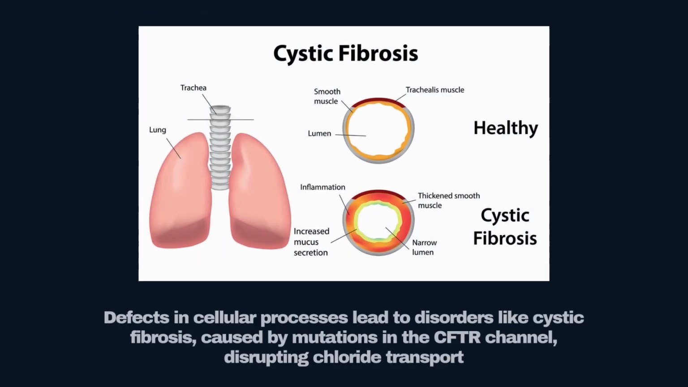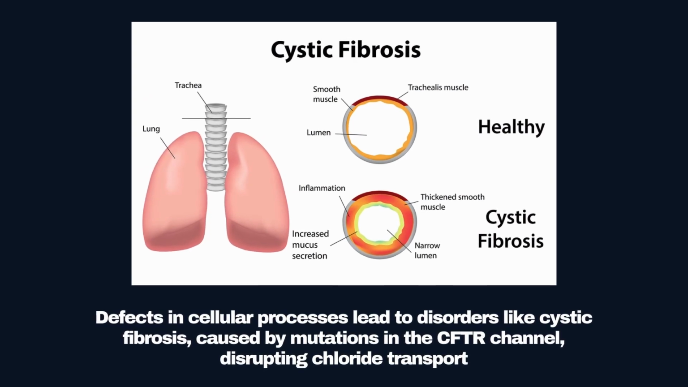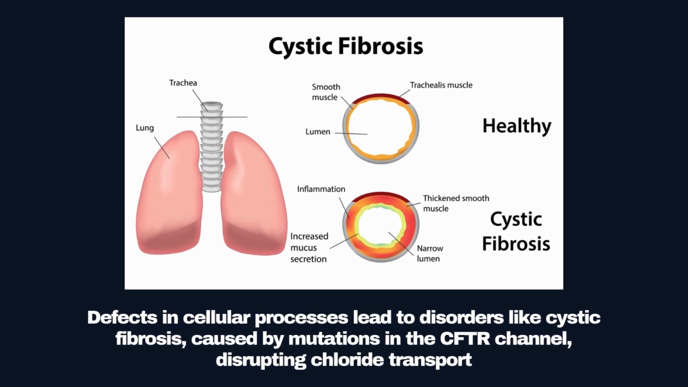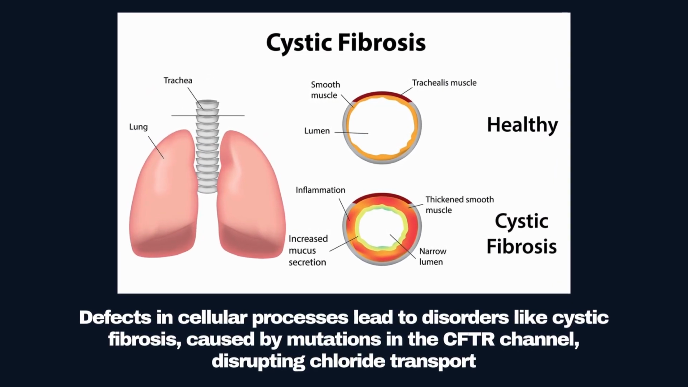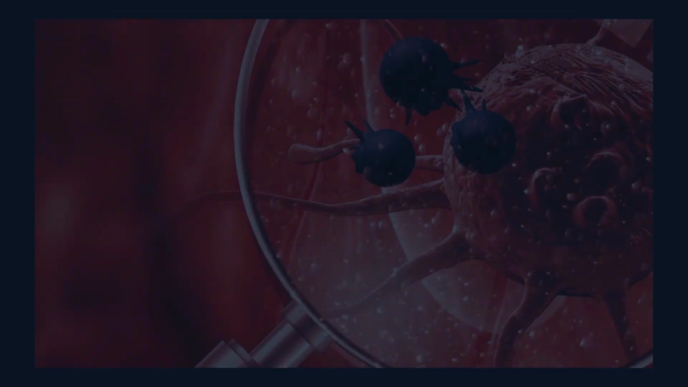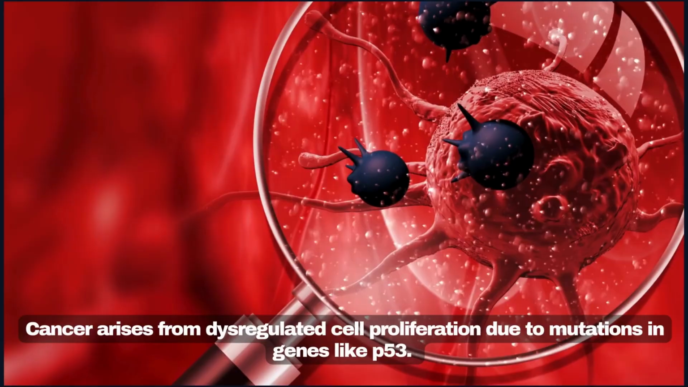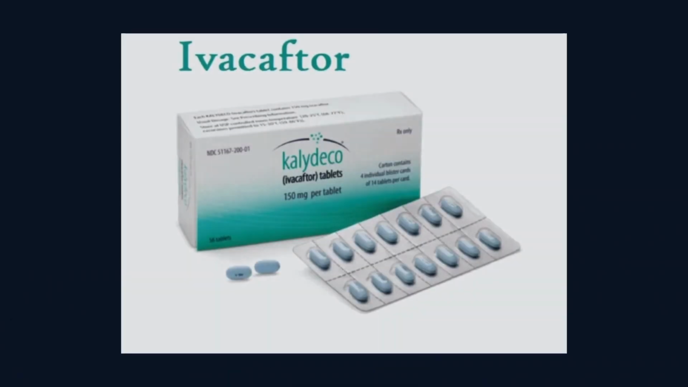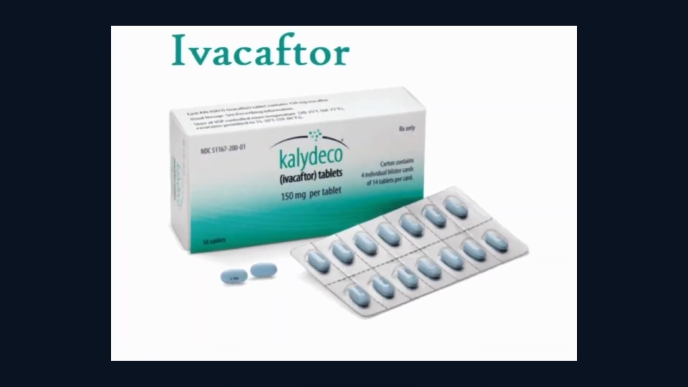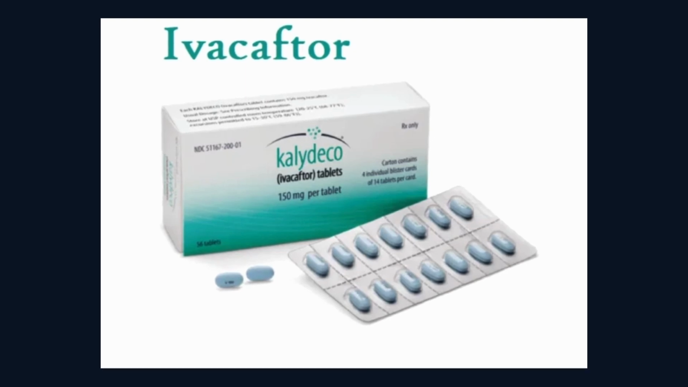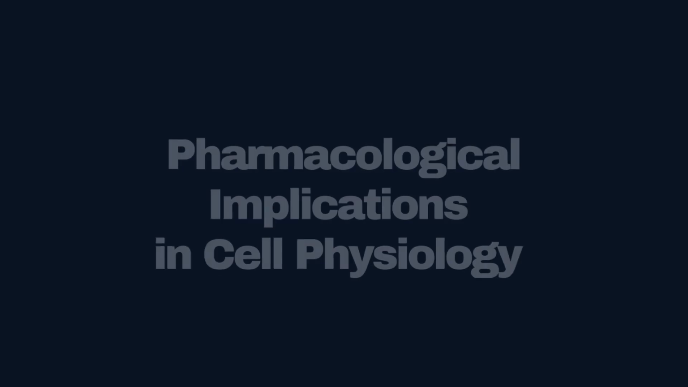Clinical relevance and common disorders. Defects in cellular processes lead to disorders like cystic fibrosis, caused by mutations in the CFTR channel, disrupting chloride transport. Cancer arises from dysregulated cell proliferation due to mutations in genes like p53. Drugs like ivacaftor target specific molecular defects, offering personalized therapeutic options.